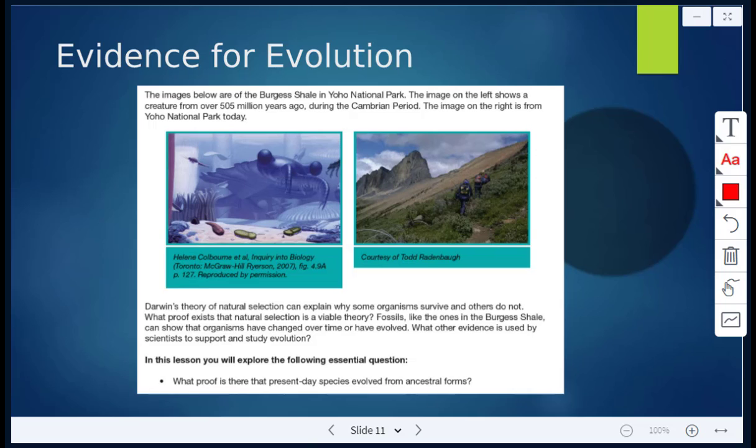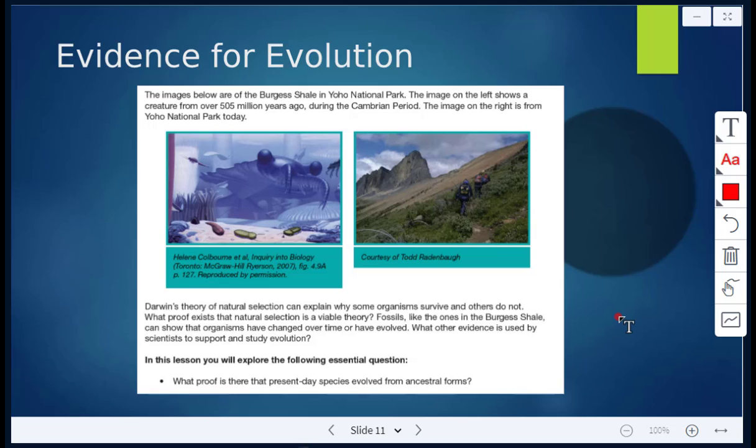The Burgess Shale in Yoho National Park. On the left, we have a creature from over 505 million years ago during the Cambrian period. On the right is a picture of Yoho National Park today. All right, so it looked like it was an aquatic environment. Not so anymore. So Darwin's theory of natural selection can explain why some organisms survive and others do not.